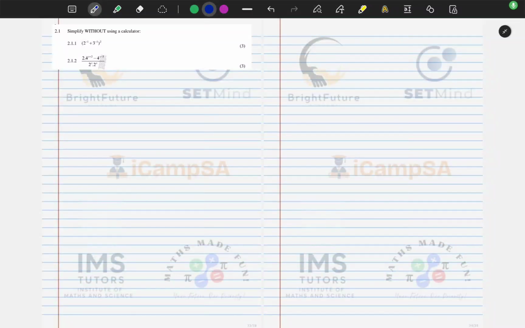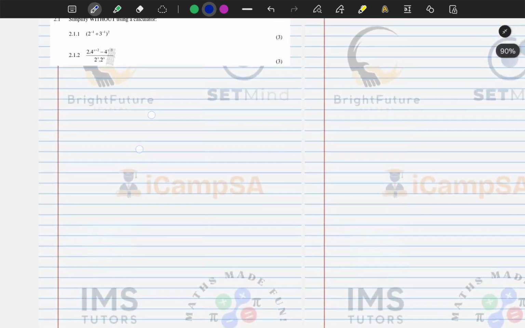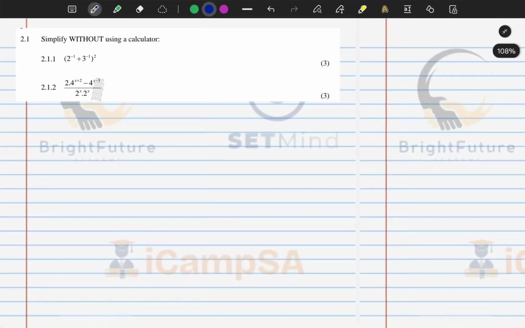Right, so now let's look at question 5. This is question 5 according to the list of practice exam questions that was compiled. We are still doing exponents and sets. So let's look at the question that we are given here.